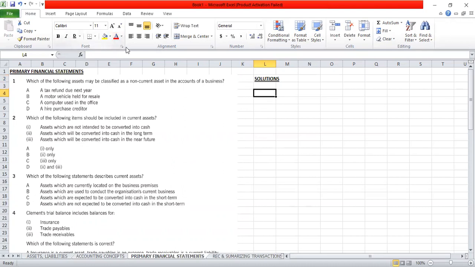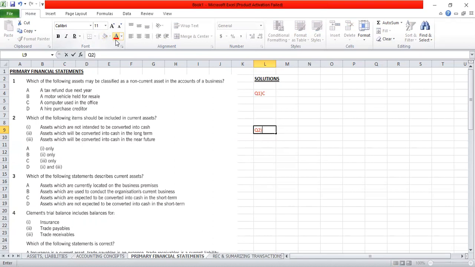Let's go from question number 1. Which of the following assets may be classified as a non-current asset in the accounts of businesses? A tax refund due next year, not. A motor vehicle held for sale, no. A computer in the office, yes. C. Next question.